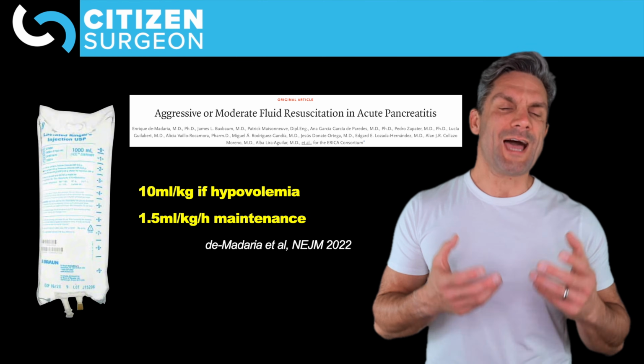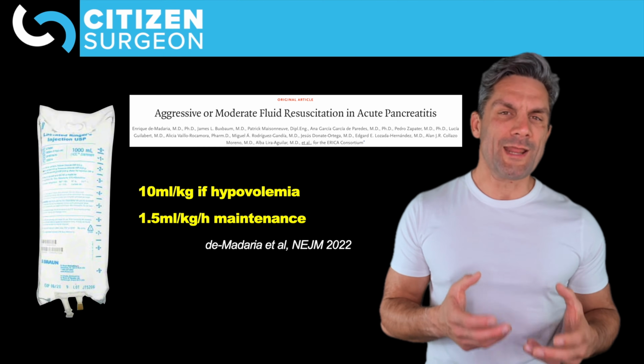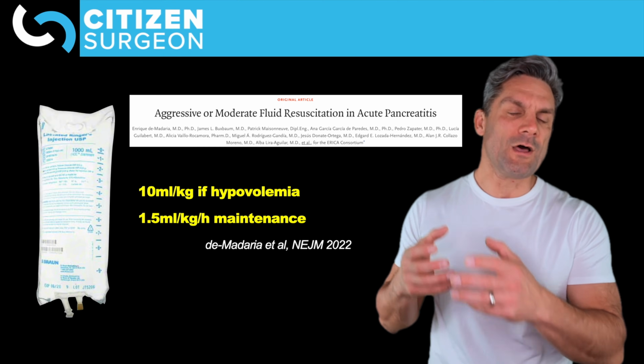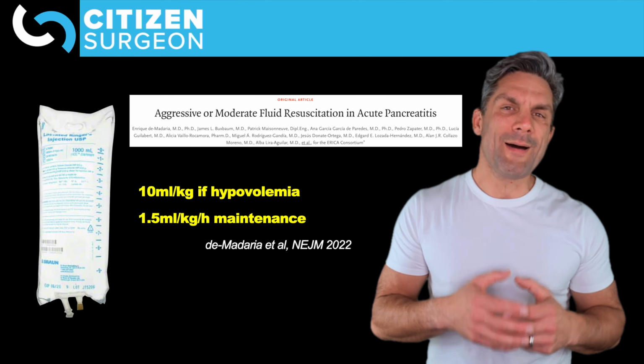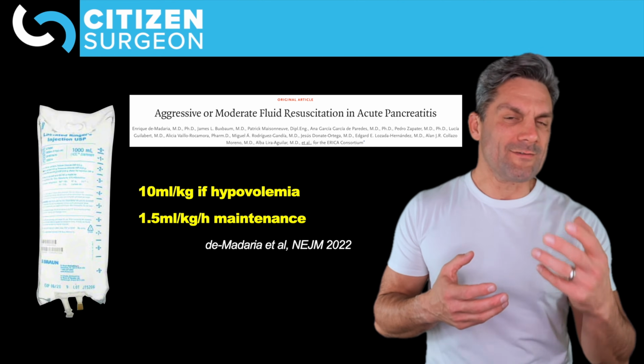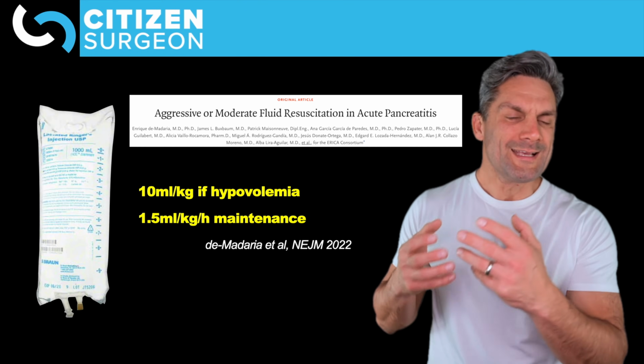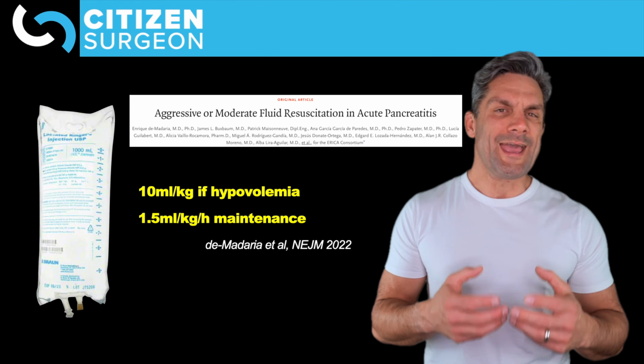So if that patient's hypovolemic, then we want to start out with a 10 ml per kilo bolus. Now, that might not sound like a lot, but if you have a 70-kilo patient, that's going to be 700 milliliters of fluid as a bolus.